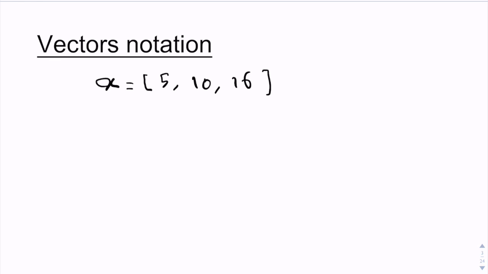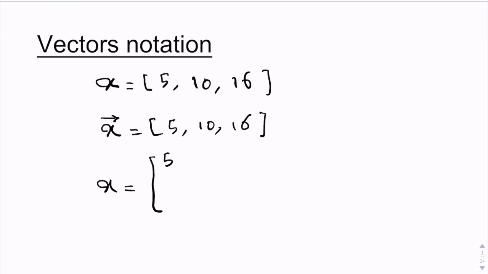Some other texts also write vectors with an arrow on top. That's another way of denoting a vector, like 5, 10, and 16. There is also another way to write vectors. We usually use a block, which would be a horizontal block or a column. So we can also define a vector like this: 5, 10, and 16.